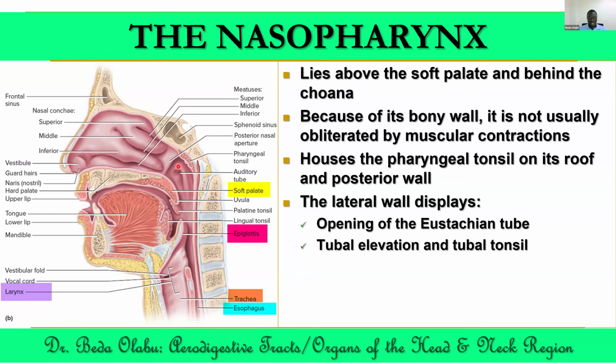On that tubal elevation, we usually have, again, another aggregation of lymphoid tissue, which we call the tubal tonsils. Note that the tubal tonsils can be considered to be bilateral because you have right and left, unlike pharyngeal tonsil, that it's just one midline structure.